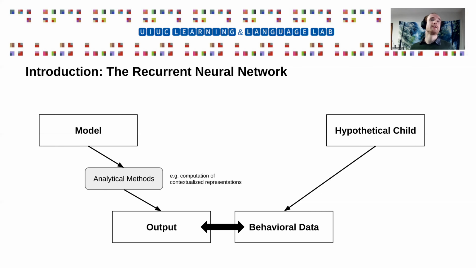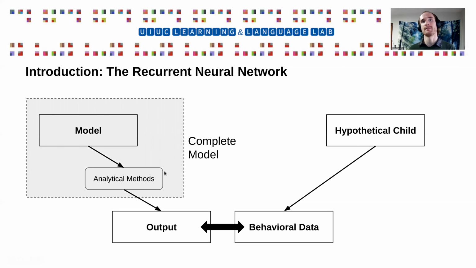So the analytical methods that people tend to use to study the RNN aren't a good model of what children might do, right? So we really have to think about these analytical methods as part of the complete model, because if they're used to generate outputs, then they are part of the model. And so we have to think carefully about these very sophisticated and memory-intensive procedures and analytical methods, right?